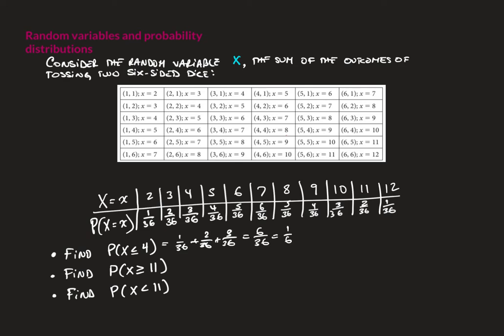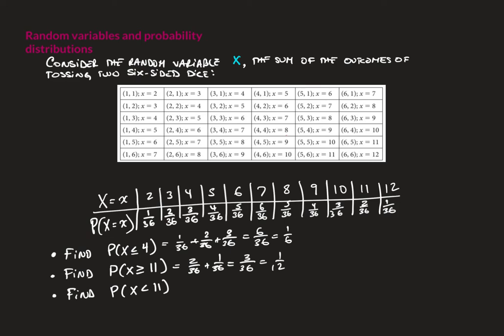Now, say you wanted to find the probability that your outcome is more than or equal to 11. In that case, the probabilities that you would be looking at are for 11 and 12. So you will be adding the probabilities 2/36 plus 1/36. That is going to be 3/36 or 1/12. These probabilities are cumulative probabilities.